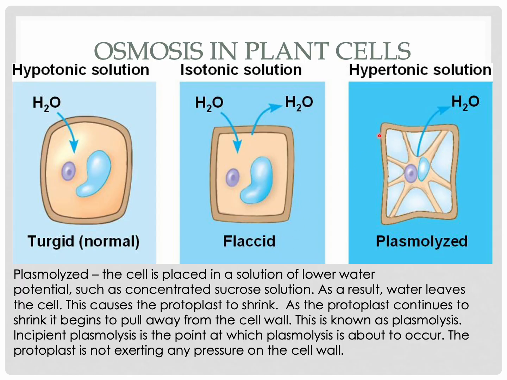And then in a hypertonic solution, water leaves the plant cell, but again, it's going to keep its shape because of the rigid cell wall. What happens is plasmolysis occurs, where the water is leaving the cell and it causes the cytoplasm to shrink. In other words, as it's shrinking, it pulls away from the cell wall.